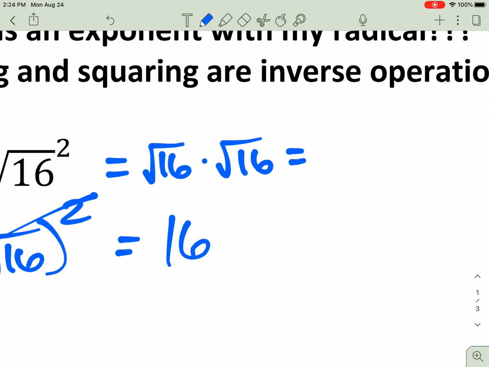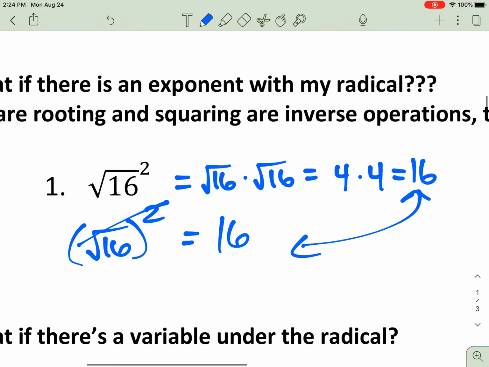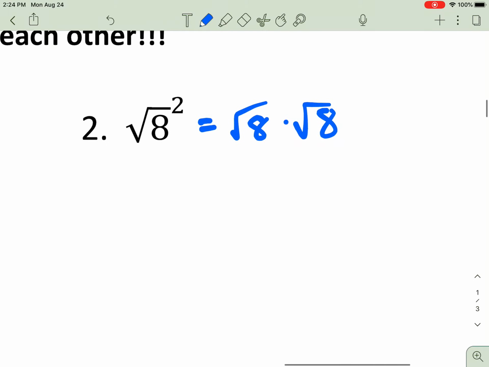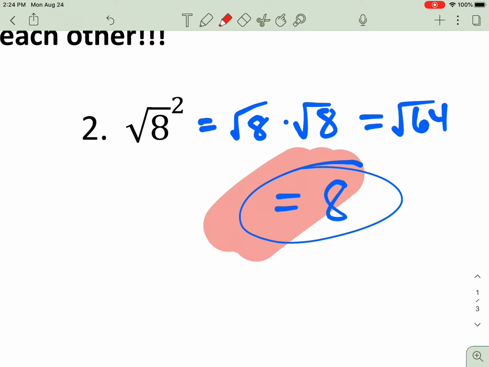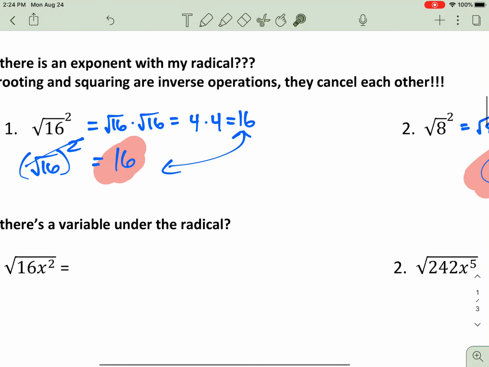Well, square root of 16 is 4. Square root of 16 is 4. This gives you 16. So you can see they are the same identical number. Same thing over here. So we have radical 8 times radical 8, right? Which will give you radical 64, which is 8. So simple answers, don't make it difficult.